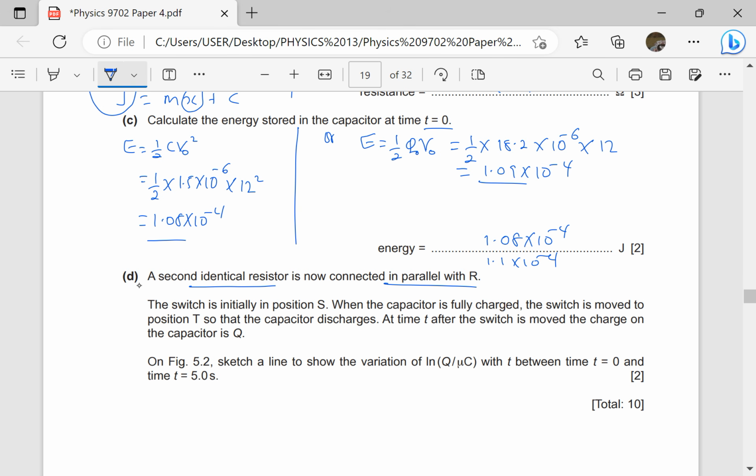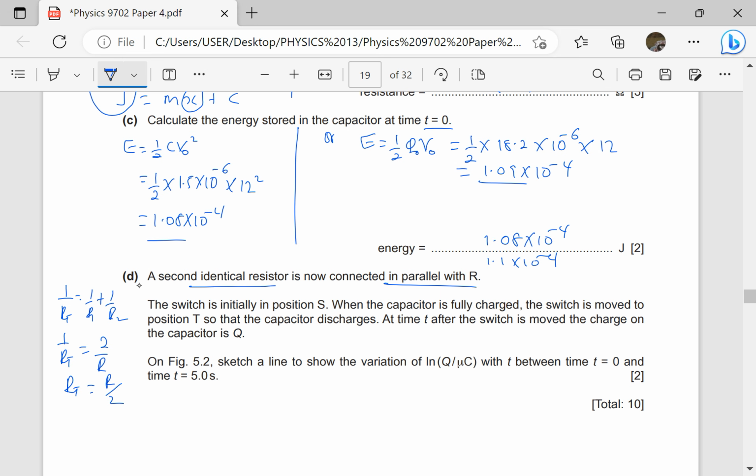The second identical resistor is now connected in parallel. Remember, for resistors in parallel, 1 over effective resistance is equal to 1 over R1 plus 1 over R2, but they are identical. If they are identical, it means 1 over total resistance is going to be 2 over R. That means total resistance is going to be R over 2. So total resistance is half the initial resistance of one resistor.